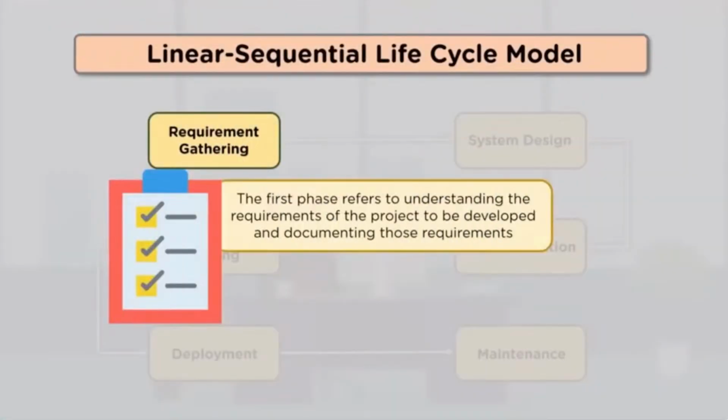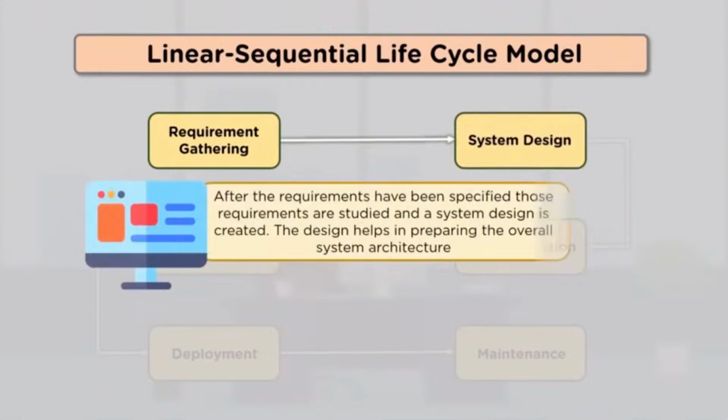The first phase is the requirement gathering phase. As the name implies, all the possible requirements of the project to be developed are gathered in this phase and documented in a requirement specification document. Then comes the system design phase. The requirements gathered in the previous phase are studied in this phase and the system design is prepared. The design helps in specifying all the requirements and also helps in defining the overall system architecture.